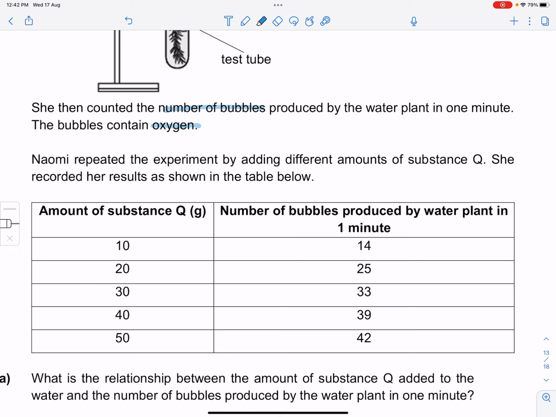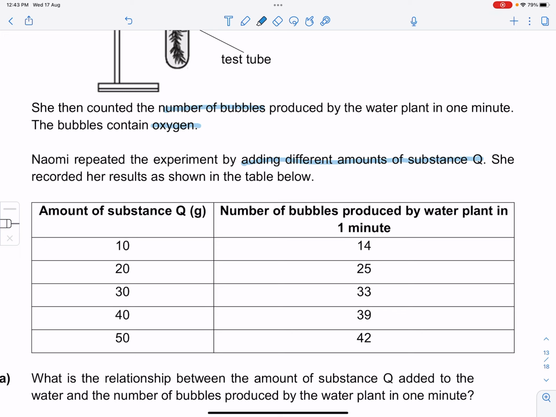Naomi repeated the experiment by adding different amounts of substance Q. She recorded her results as shown. So without even looking at the results, you should know the more substance Q, the higher the rate of photosynthesis. However, I want to stress, there will come a time whereby if you keep adding substance Q, your number of bubbles will no longer increase because the rest of your factors that are needed could be in limited amount.